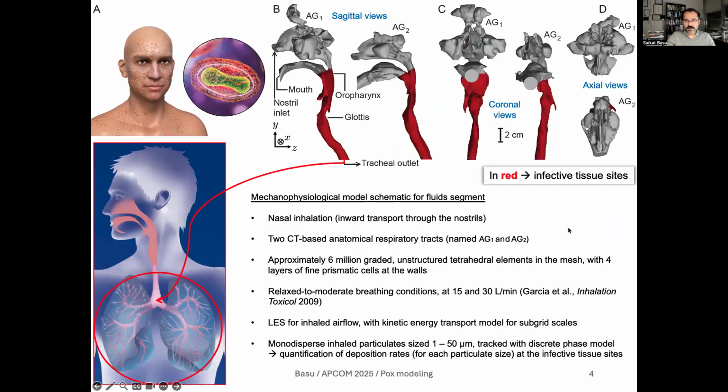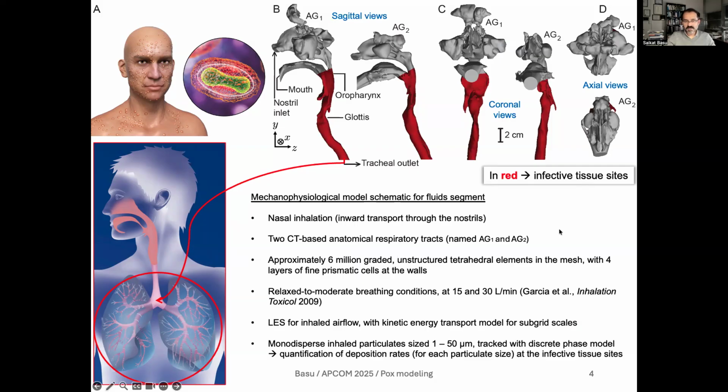Now, in this work, we have reconstructed two anatomical airway domains that extend till the tracheal base. We have simulated two inhalation rates, 15 and 30 liters per minute, to model steady and relaxed breathing conditions. The airflow is replicated using the LES scheme with the subgrid scale dynamics resolved through a kinetic energy transport model. Against the inhaled ambient airflow, we are numerically tracking particulates in the form of monodispersed sets with diameters that vary from 1 to 50 microns.